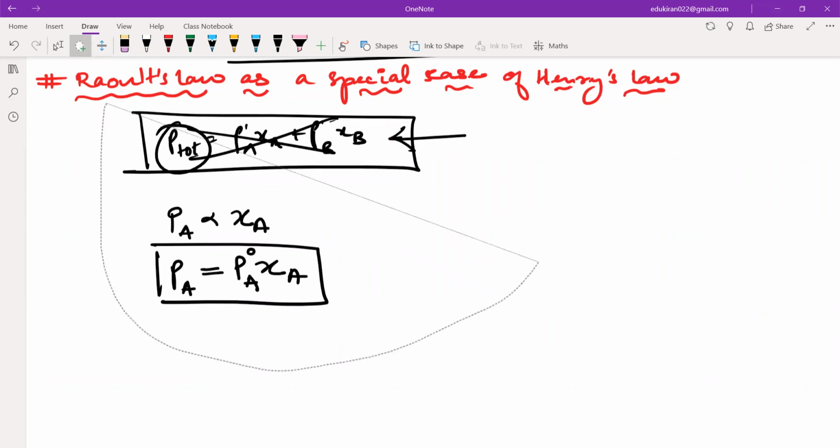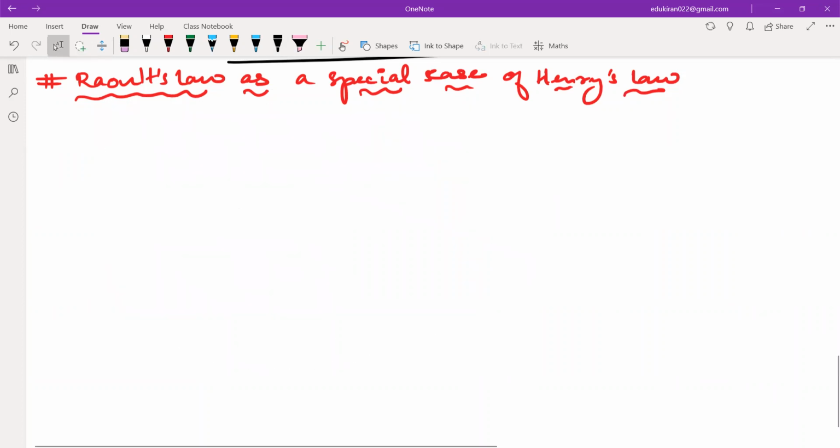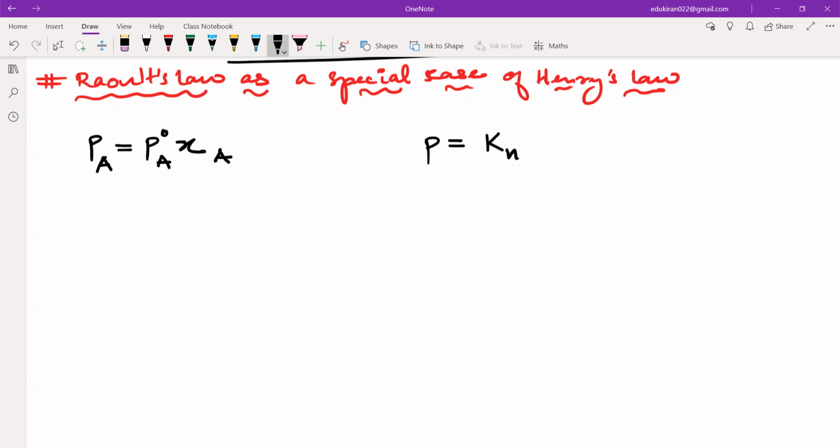That's it. So if you compare Raoult's law and Henry's law, what is Raoult's law? The partial pressure of any gas is equal to the vapor pressure of the pure liquid into the mole fraction. Similarly, what is Henry's law? Henry's law says that the pressure of the gas will be equal to KH into chi B. Chi B is the solute here, and you can also write chi A. It doesn't matter, whatever the gas is, chi B or chi A.